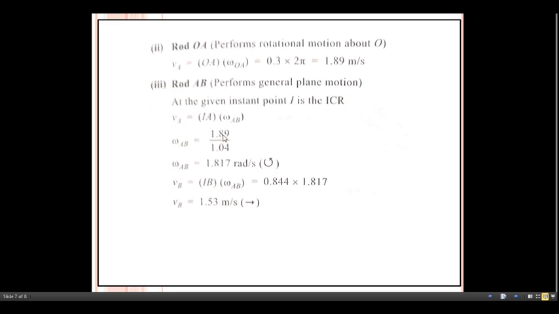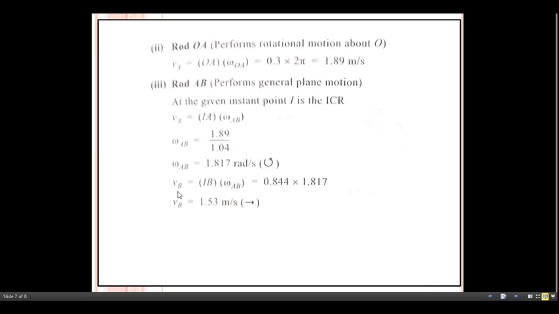So what about omega AB? For that we know VA equals 1.89. What about IA? IA is with us, 1.04. By calculation, we get omega AB equals 1.817 radian per second.